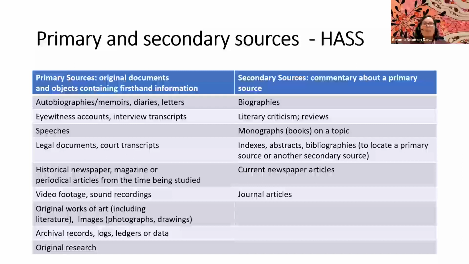Now, in contrast to that, secondary sources are commentary about a primary source. So a biography, which is when somebody writes about somebody else's life. So it's kind of like a third person look at somebody else's experiences. Literary criticism and reviews, books on a particular topic, indexes, abstracts and bibliographies, which can help you to locate other primary and secondary sources, current newspaper articles from the present day, and journal articles.